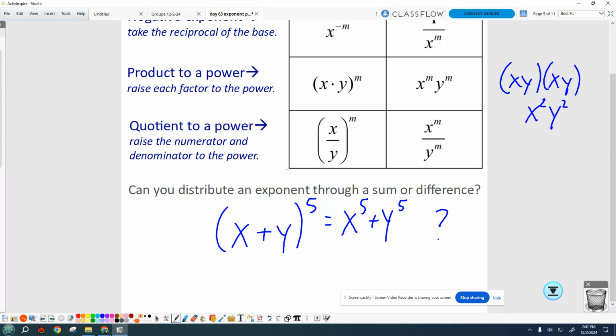Okay, we'll try it. Say it's 2 and 3, and then it's like 2 plus 3, and then this is squared, right? So it's 5 squared equals 25. But then it could be 2 squared, which is 4, and 3 squared is 9. It's 13. They're different. It's not the same.